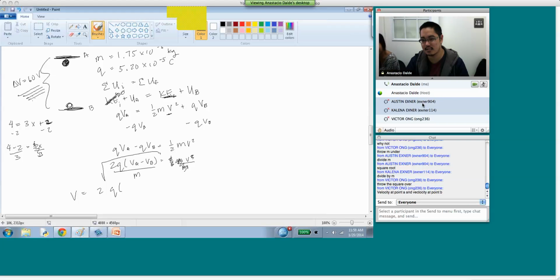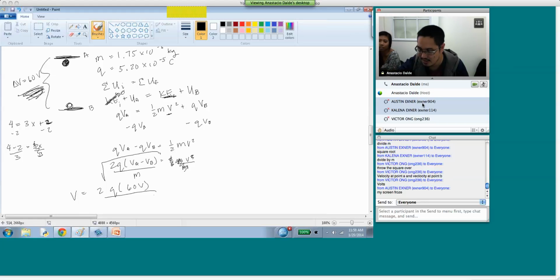No, it's not the velocity. It's the difference in voltage, which I told you was 60. So all you do is just plug in 60 here, divided by the mass of the thing, and then square root that. All right, so you plug in numbers: 2 times 5.20 times 10 to the negative 5 times 60 volts divided by 1.75 times 10 to the negative 5 kilograms.